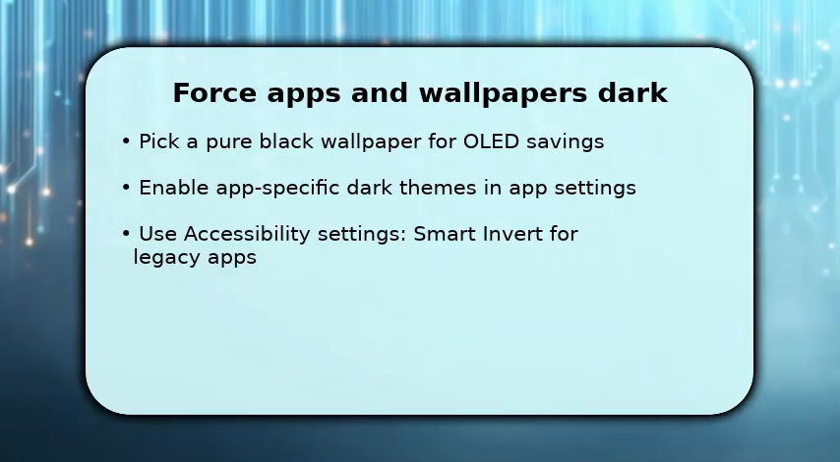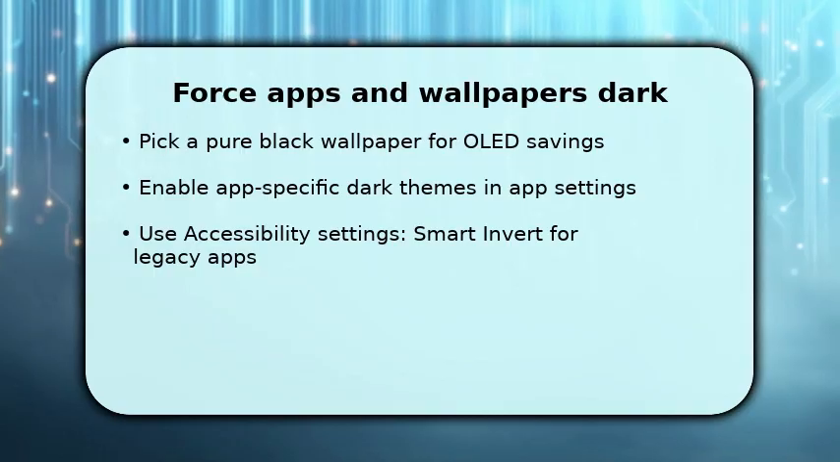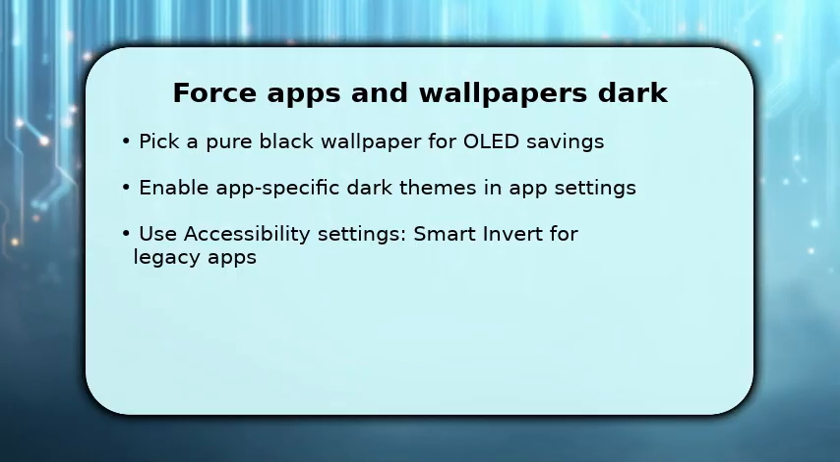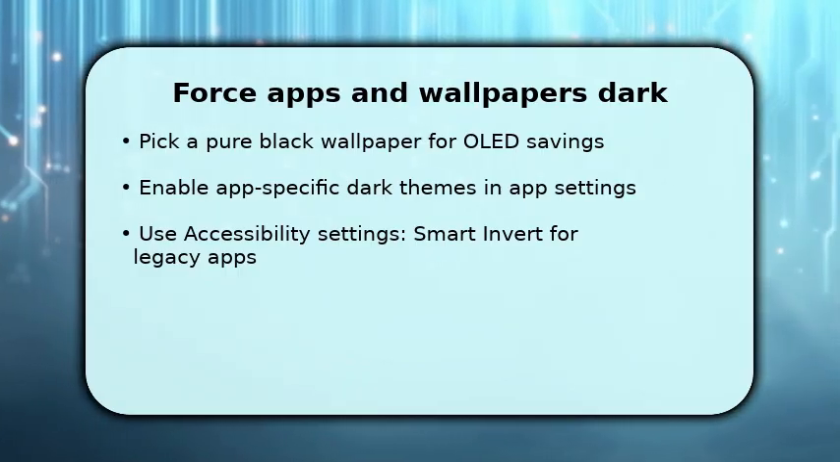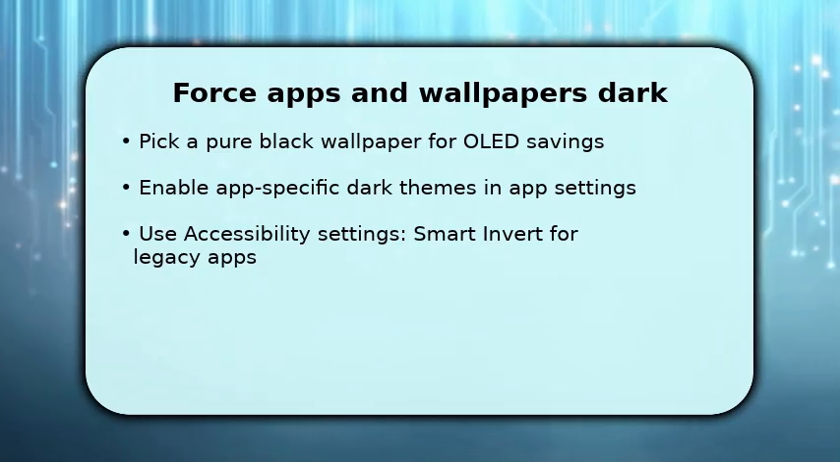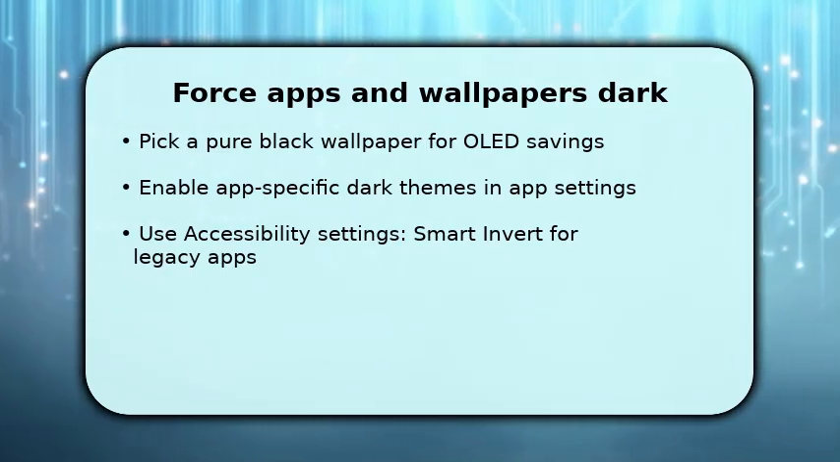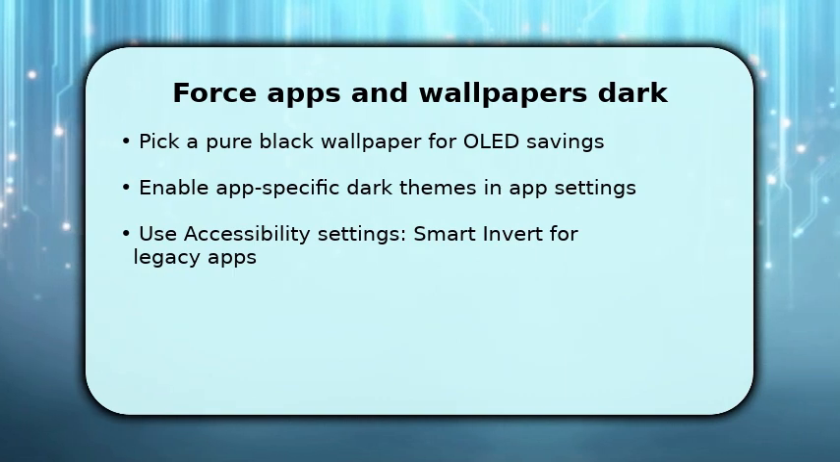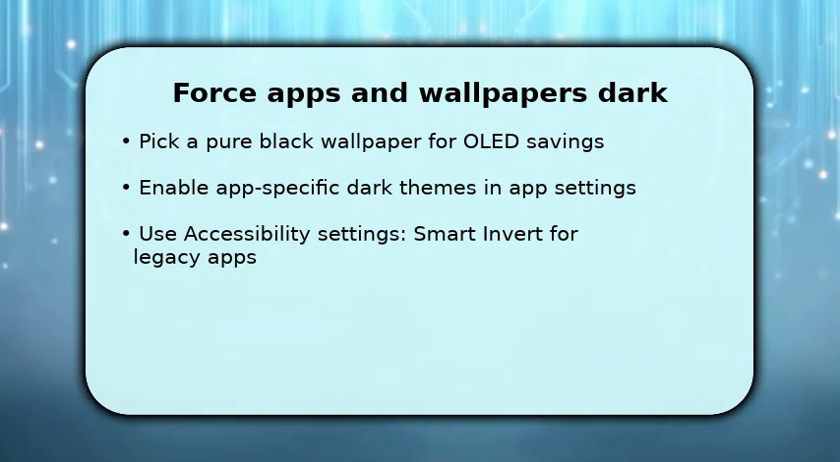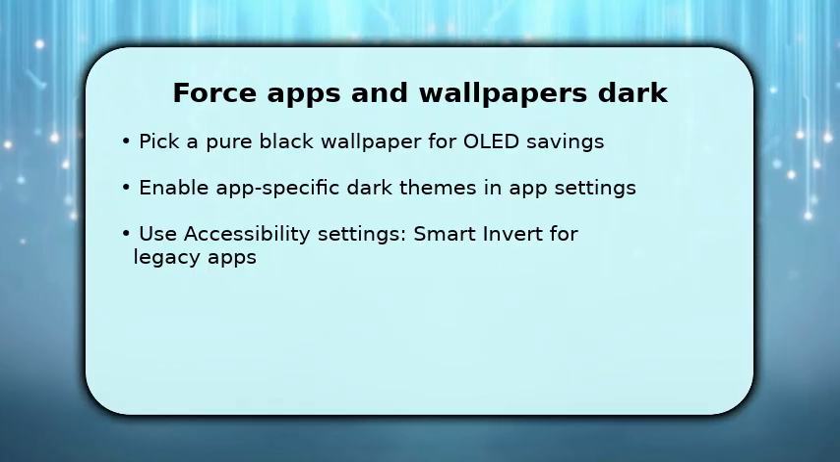Open individual apps and enable their dark theme options. Some apps default to device appearance, but others need manual switching. If an app lacks a dark mode, use Settings, Accessibility, Display and Text Size, Smart Invert to invert colors while preserving images. This fills most remaining gaps and creates a cohesive, consistently dark experience across your phone.